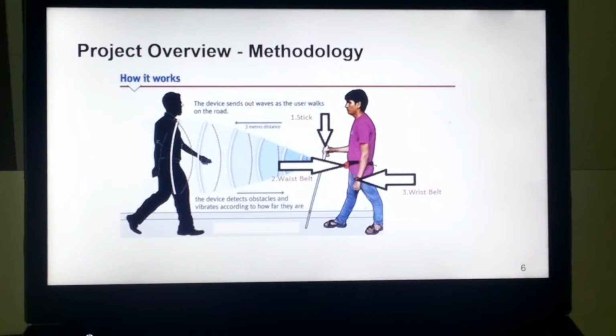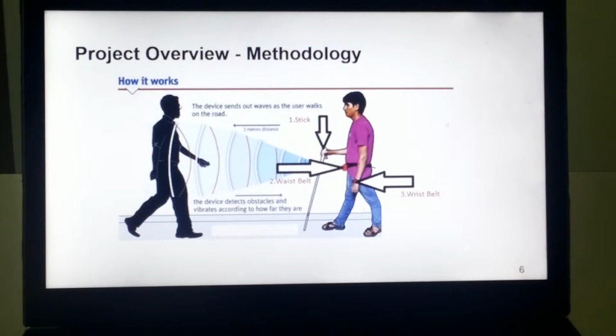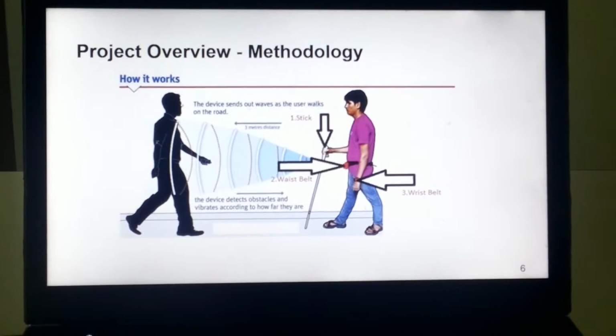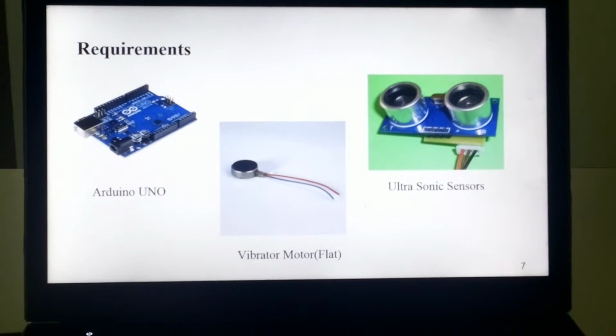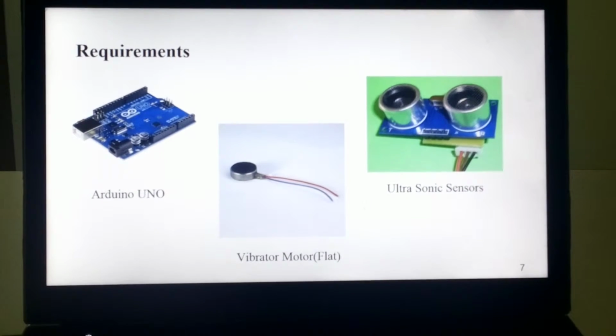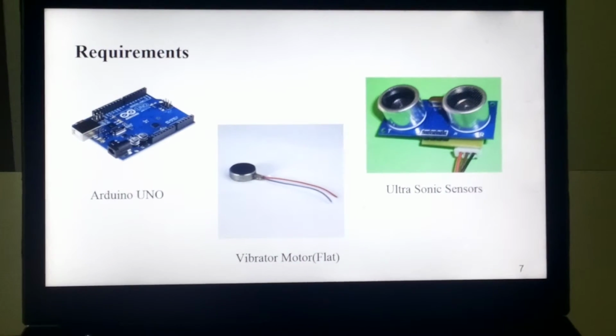Whenever the obstacle is on the right hand side, it will alert on the right hand side, that is, vibration will be done on the right hand side wrist belt. Similarly we have a waist belt, so that an obstacle at waist level can be detected, and similarly we have also given a provision with the stick.